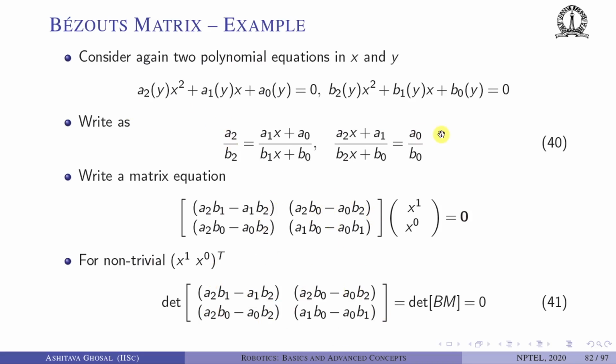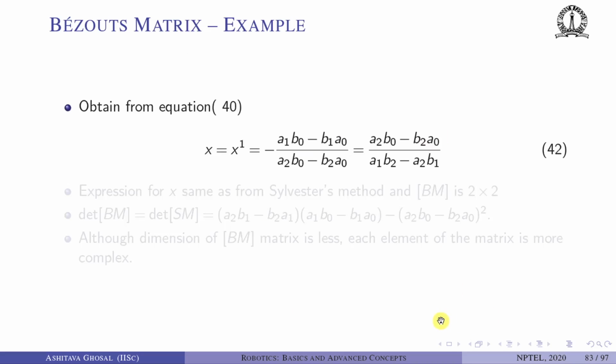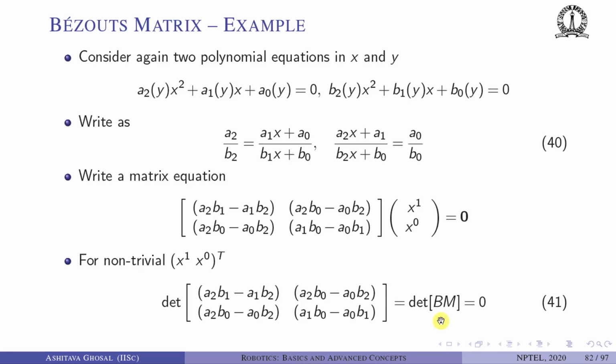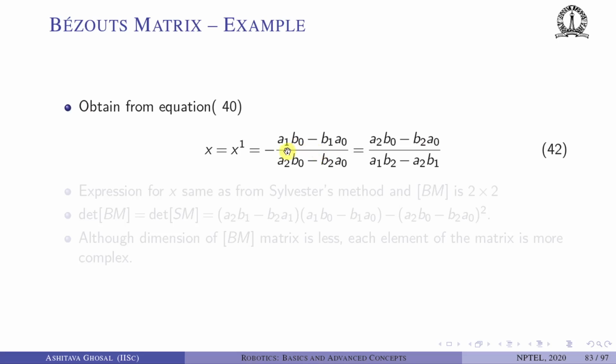So we started with two second order polynomials, quadratic polynomials, and the Bezout's matrix is 2 by 2. Can we solve for x? Yes, we can go back and look at any one of these equations and solve for x. We can show that x is given by minus (a1 b0 minus b1 a0) divided by (a2 b0 minus b2 a0). So the expressions for x are the same as from Sylvester's method, but the Bezout matrix is now 2 by 2.